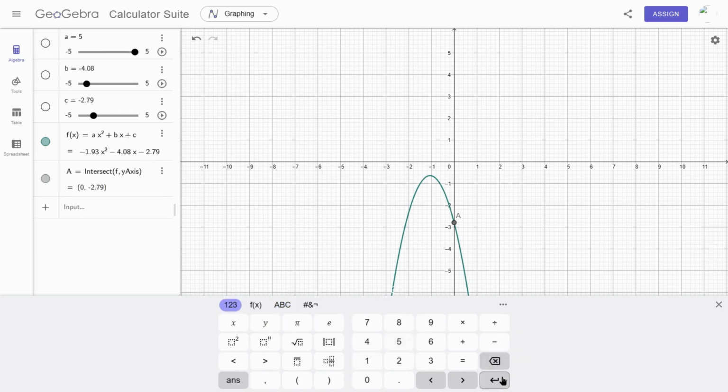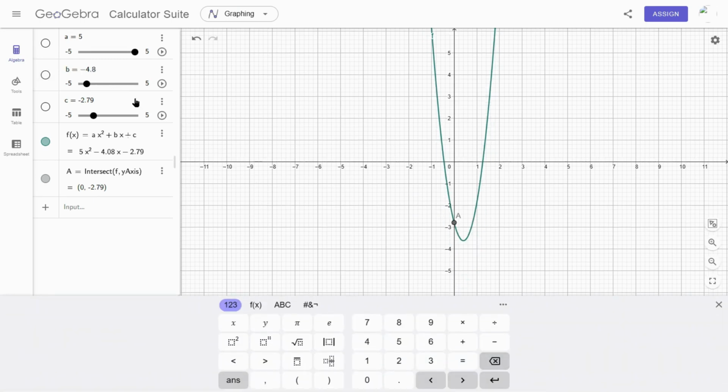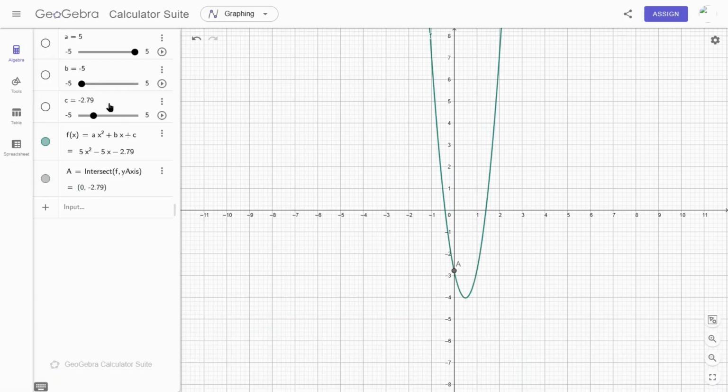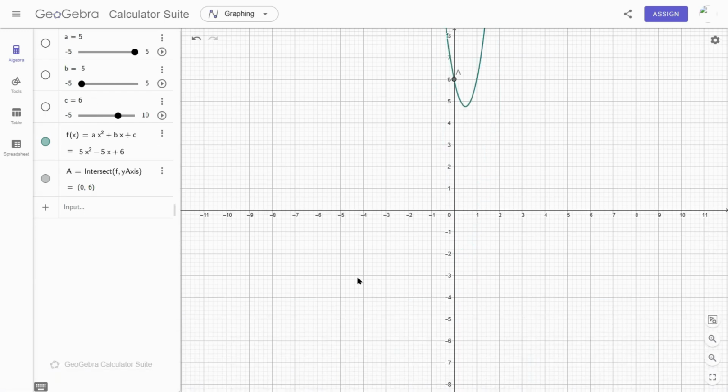Suppose a equal to 5, b equal to minus 5 and c equal to 6. Just change the values in the sliders. Okay, just enter. So these values are not suitable, so I want to change to some particular values. I use the slider and change the values, and hide the y-intercept.